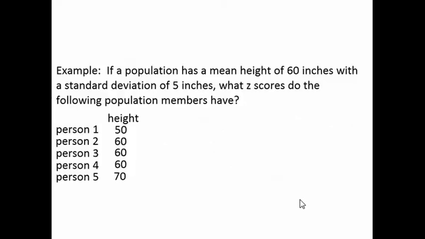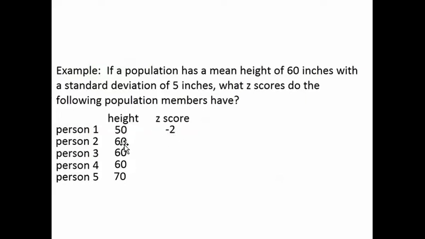Now let's look at another example right here. The standard deviation of the population is still 5 inches, so we're still dealing with 5s. But this time we have some different numbers than we had before. Well, we know that if the mean is 60 and the standard deviation is 5, that a person with a height of 50 is 2 standard deviations below the mean, so they have a z-score of -2.